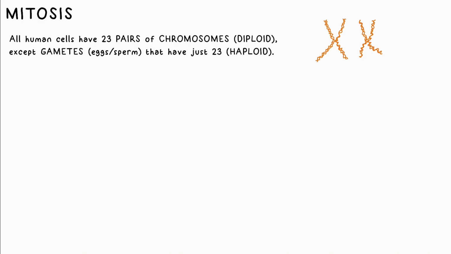That's not the case for gametes though, they have half, so just 23, not 23 pairs, so therefore we call them haploid cells. New cells must constantly be made for growth and repair. They do this by duplicating by mitosis. Here's the process, the mitosis process.